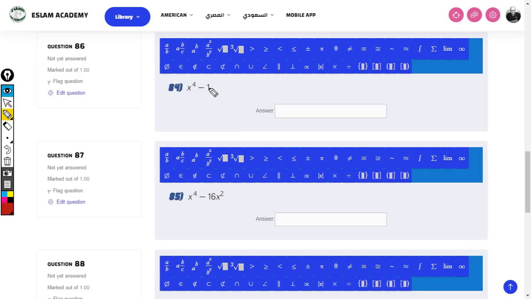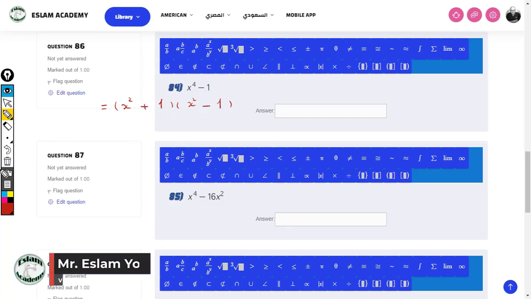x power 4 minus 1. There is no common factor, and we have only two terms. The two terms now are perfect squares, and the sign between them is minus, so we can use difference of two squares. The difference of two squares just by finding the square root of the first, the square root of the second. One of the two brackets is plus and the second is minus.